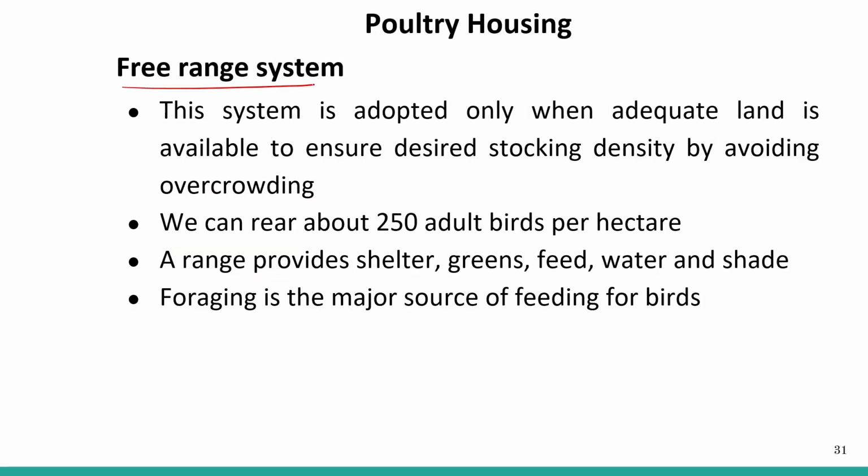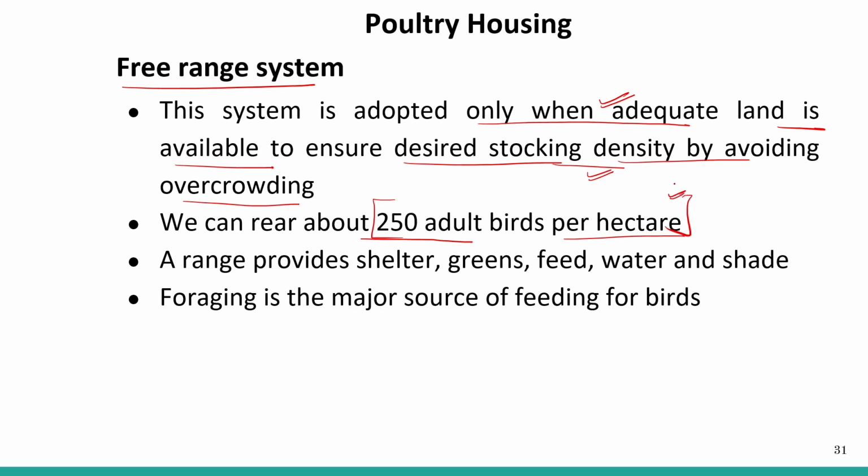Free range system. This system is adopted only when adequate land is available to ensure desired stocking density by avoiding overcrowding. So if we have adequate land, then only we should go for this free range system. We should also have proper stocking of the birds. If we can rear about 250 adult birds per hectare, this is one of the estimates of the birds that we are going to rear.